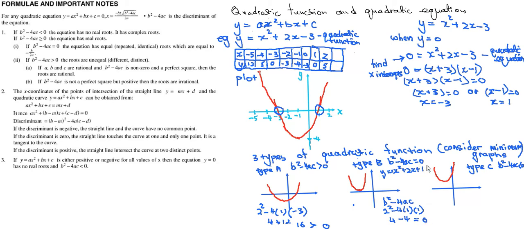If it is equal to 0, I know that the minimum point of this quadratic function will touch the x-axis. There is one point of intersection. In other words, the x-axis is actually a tangent to the curve at the lowest point.